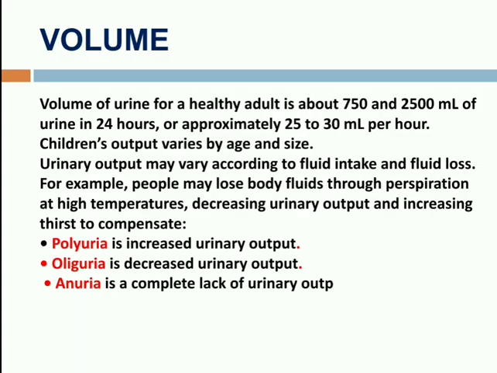The output of urine varies according to the fluid intake and the fluid loss. There are certain conditions where the urine output is increased, decreased, or there may even be a complete lack of urine output. The condition where the urine output is increased is called polyuria, the decreased condition is called oliguria, and the complete lack of urine output is anuria.